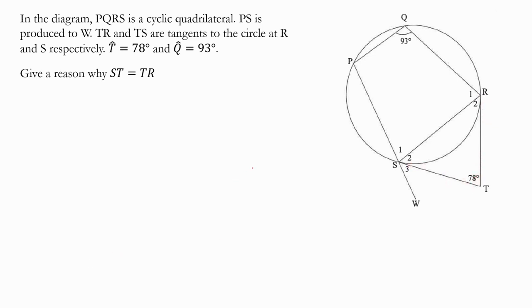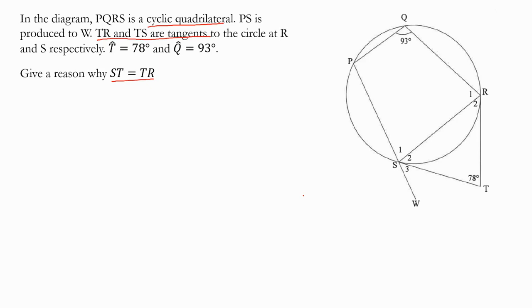We have to look at the information that was given. In the diagram, PQRS is a cyclic quadrilateral. So now, what can we get from that? Can we manage to get that ST is equal to TR? No. Then PS is produced to W. TR and TS, oh, this is ST and TR, are tangents to the circle at R and S respectively. This is very, very crucial.